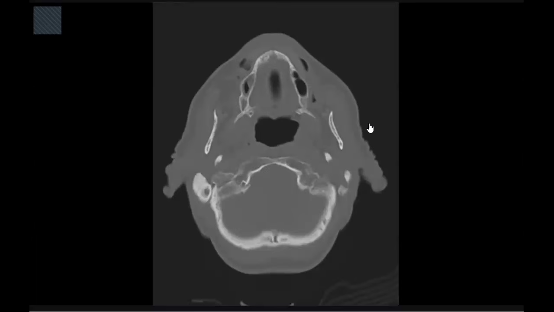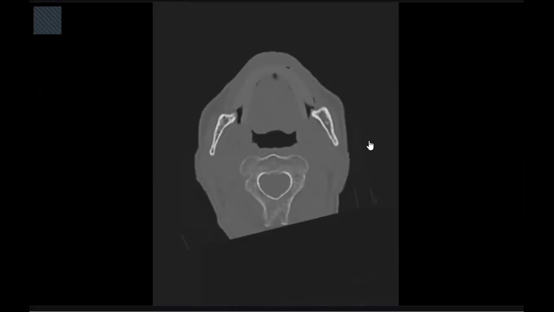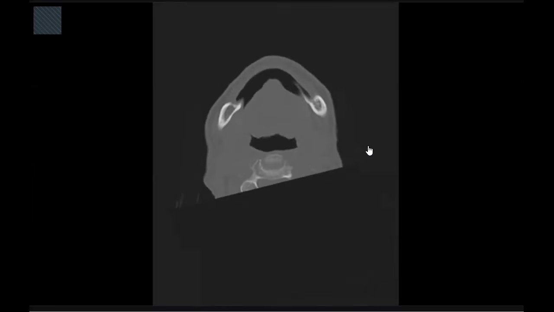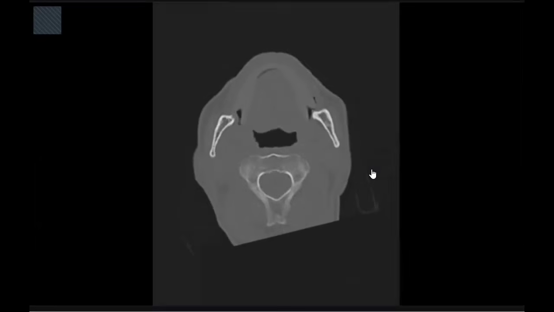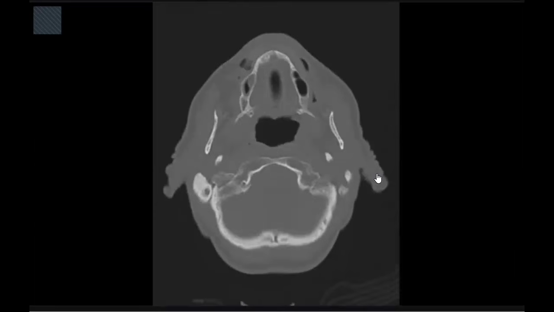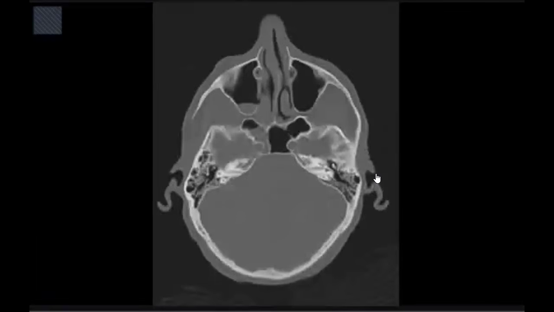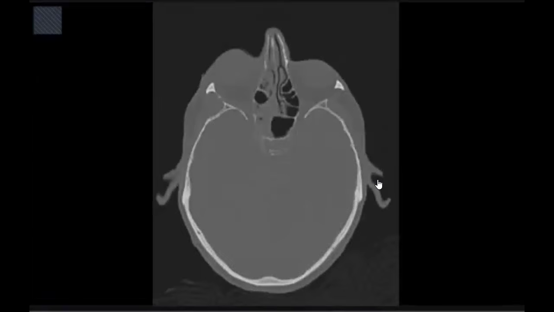Bone window for the same patient. I will scroll through the image to see the area of interest, the high density seen in the brain window.